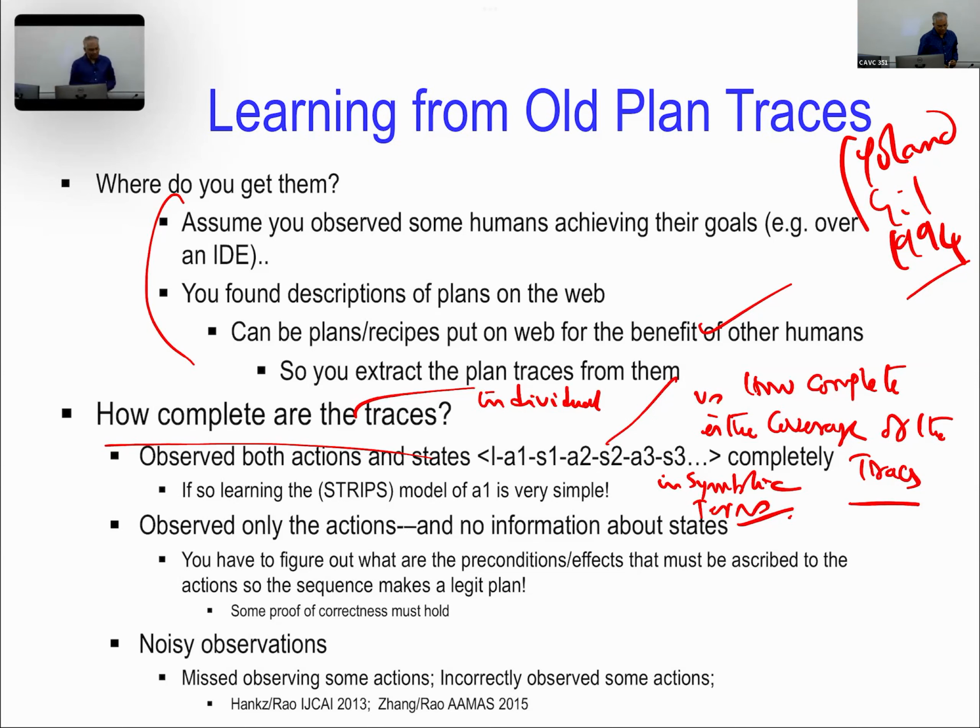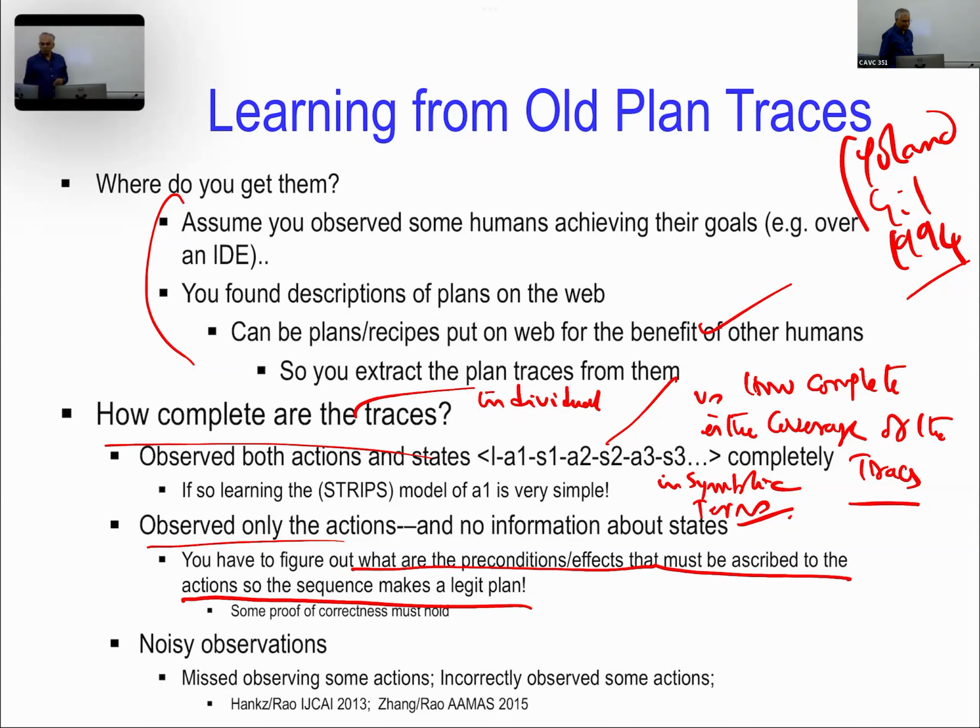Okay, you can start from there, and then you can say, well, what if I observe only the actions and no information whatsoever about the states? In that case, you have to figure out what preconditions and effects must be ascribed to the actions so that the sequence makes sense. In fact, in this particular kind of scenario, if you don't know the goal, it becomes hard to learn.